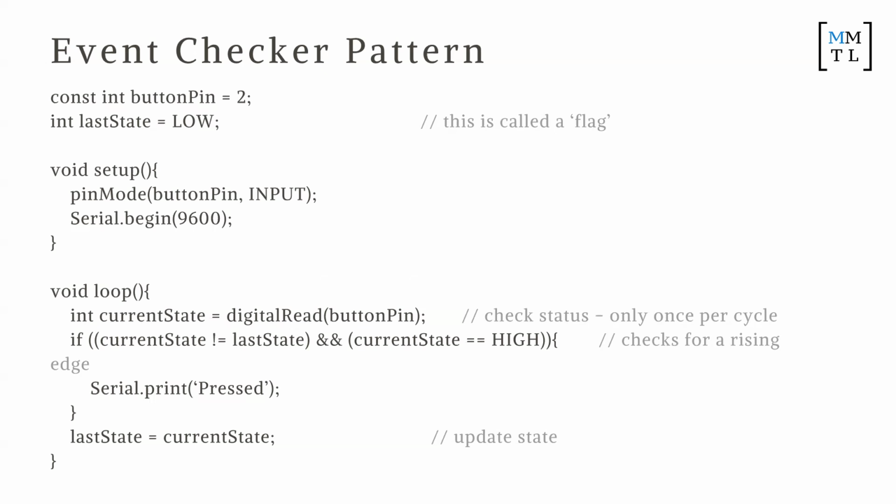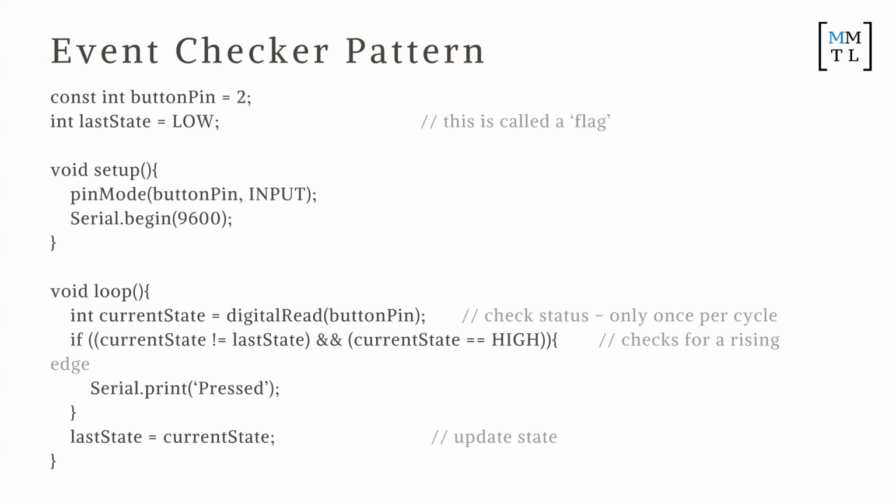Some of the new lines that we have here: this second line says, what is the last state that the button was in? We'll use that event checker later. This here is just the code that we had before. It's setting this button pin as an input, preparing the serial terminal, and then we are reading from the button, checking the digital reading from that pin, just like we had before.